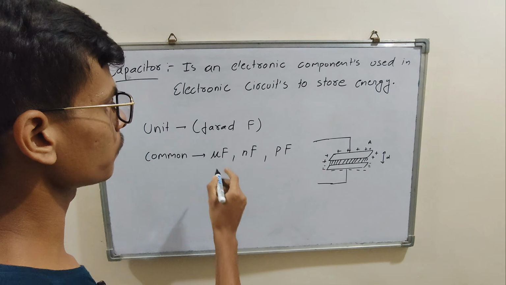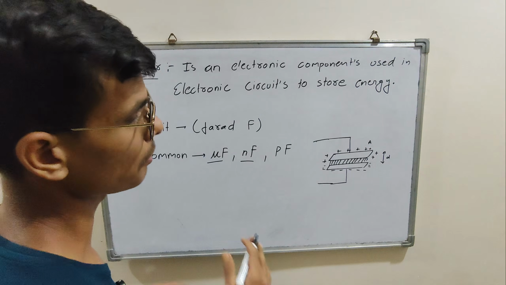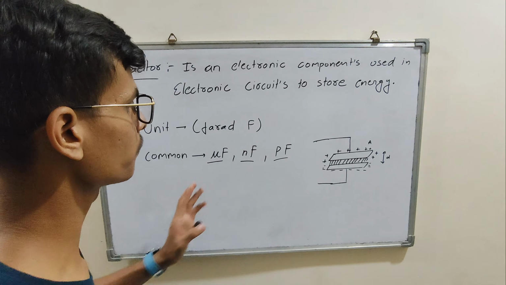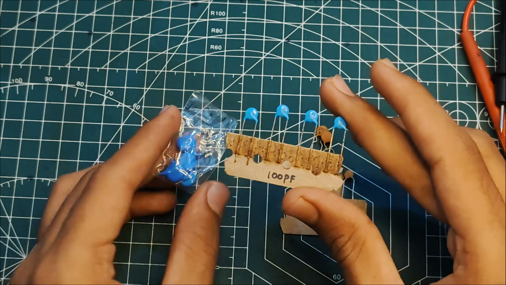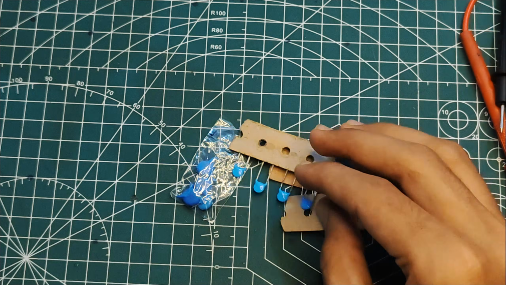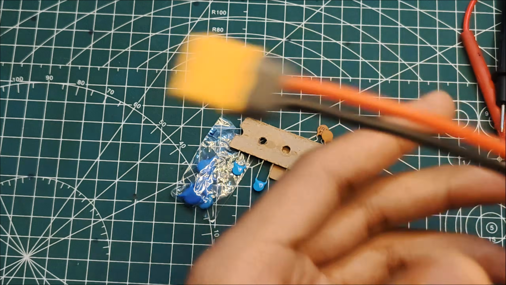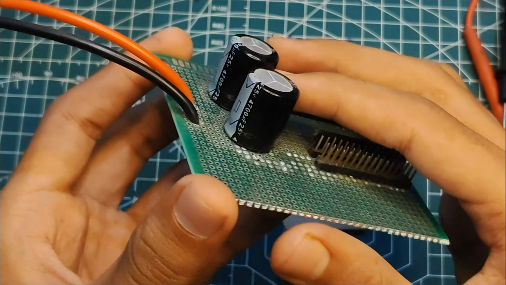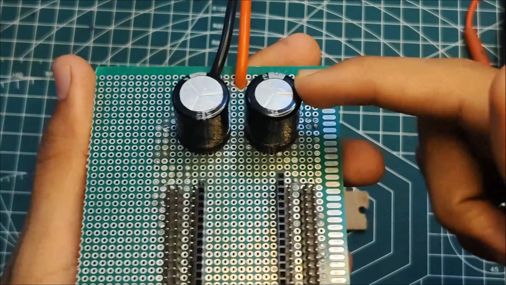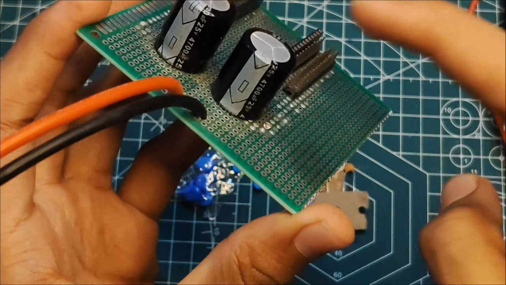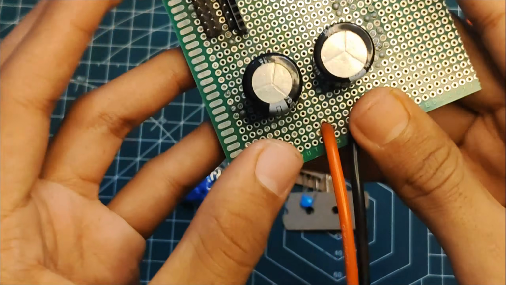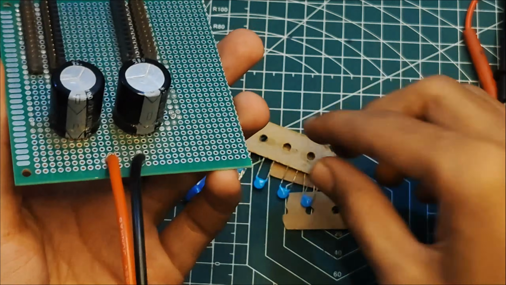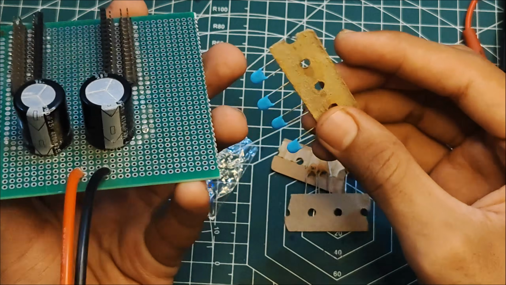So the common units for the common kind of capacitor you could find are microfarad, nanofarad, and picofarad. These are called capacitors, and most probably you have seen a capacitor of this size, this black cylindrical object. This one here is a 470 microfarad capacitor, and they have different ratings: microfarad, nanofarad, picofarad.